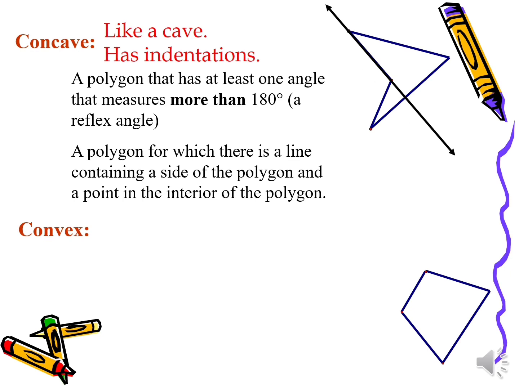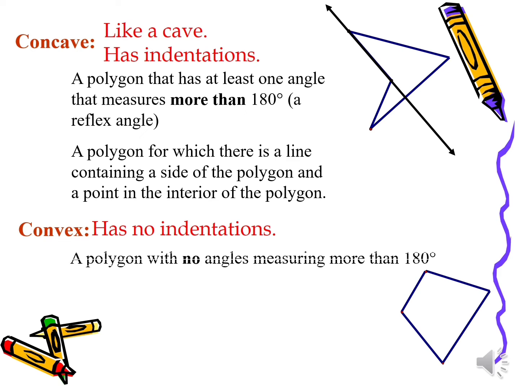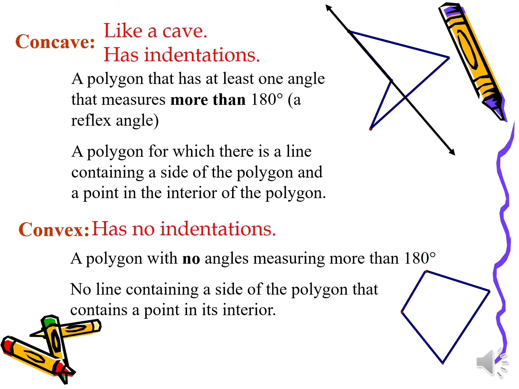For a convex polygon, it has no indentations. It is a polygon with no angles measuring more than 180 degrees and no line containing a side of the polygon that contains a point in its interior.